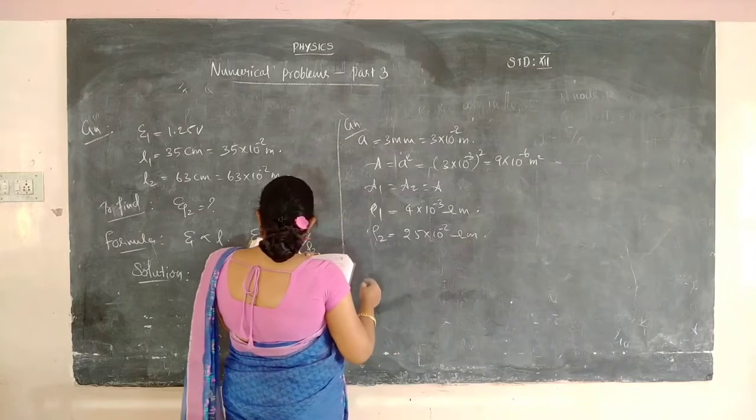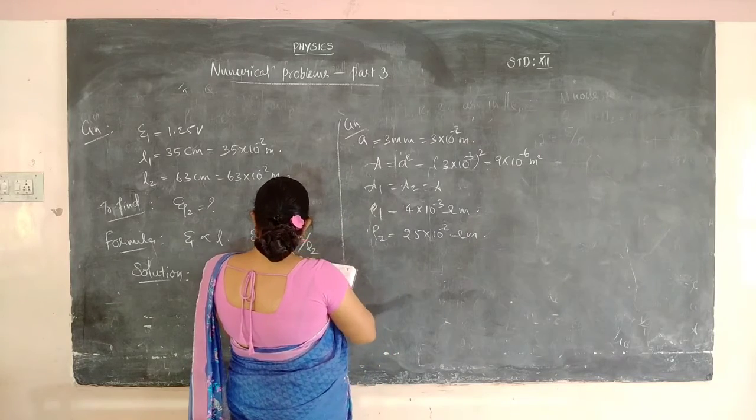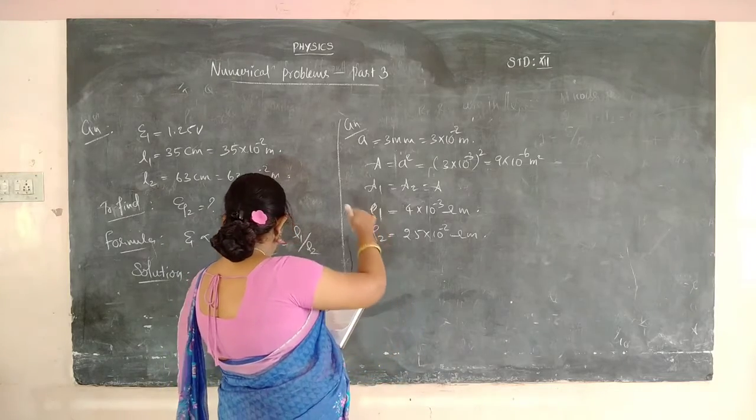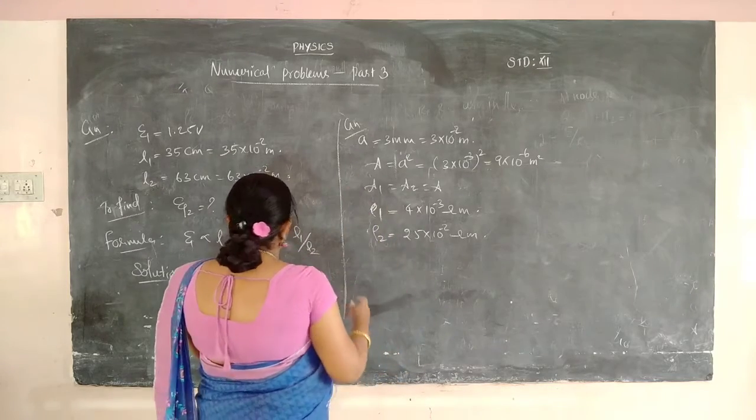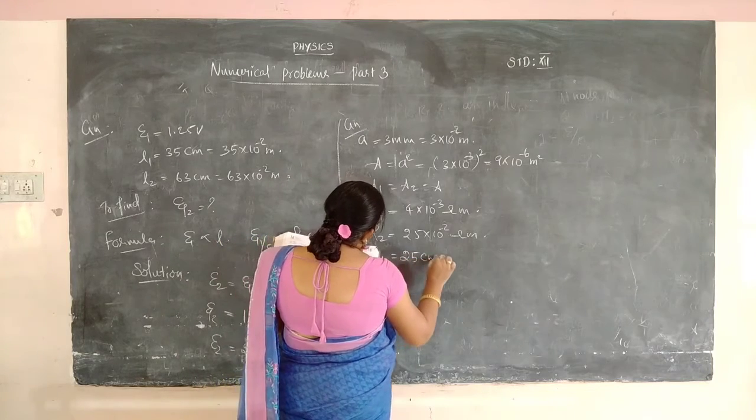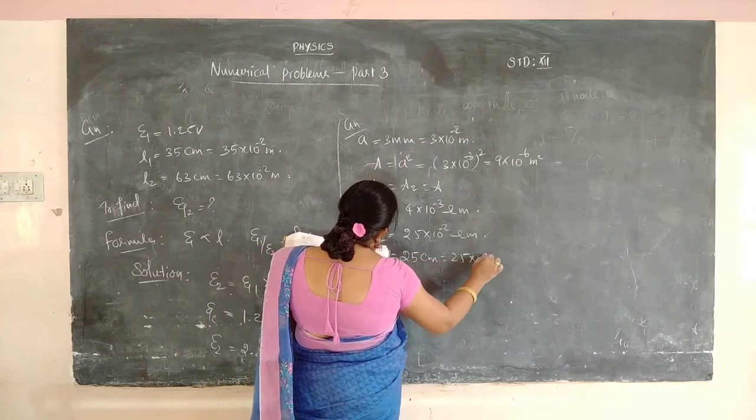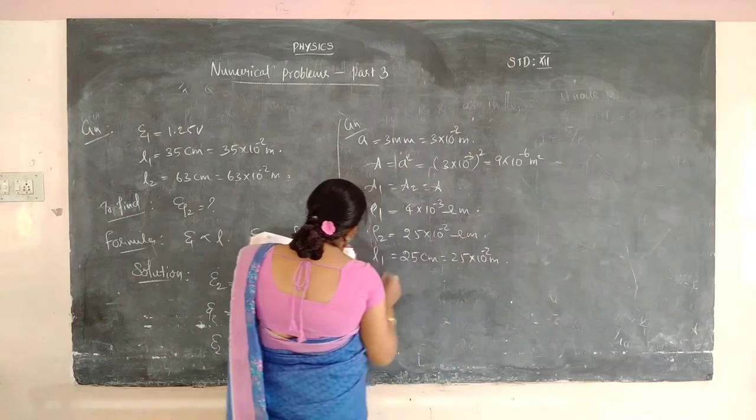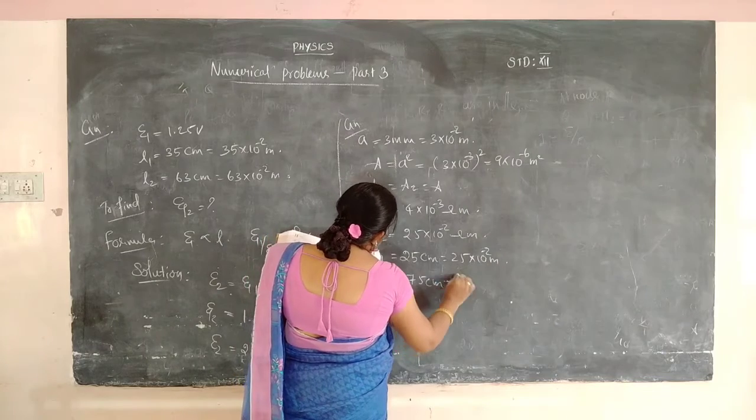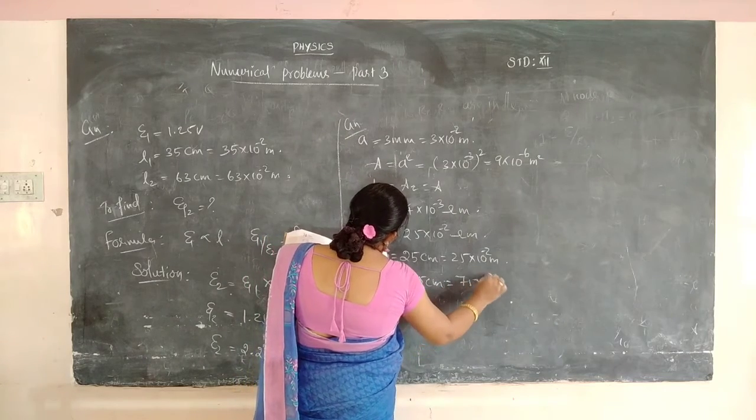Okay. Then lengths L1 and L2. Length L1 is 25 centimeter, so 25 into 10 power minus 2 meter. Then length L2 is equal to 75 centimeter, so 75 into 10 power minus 2 meter.